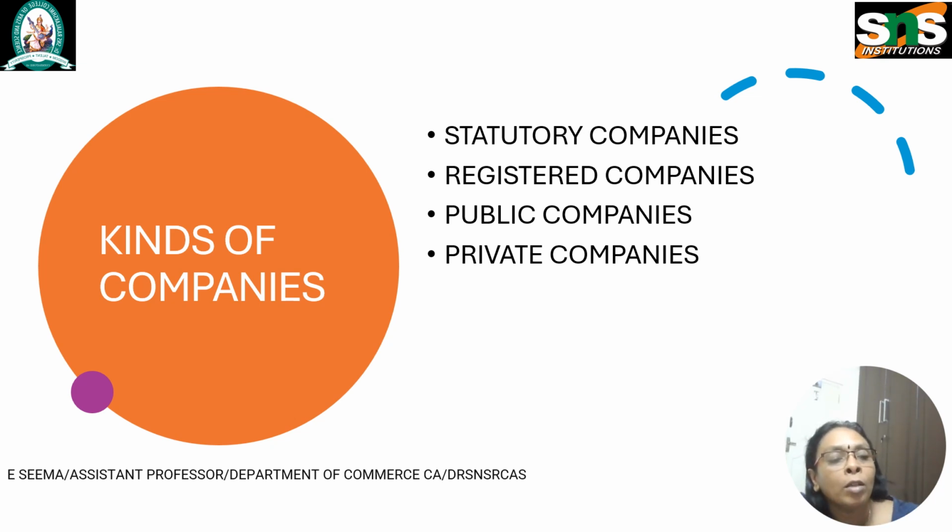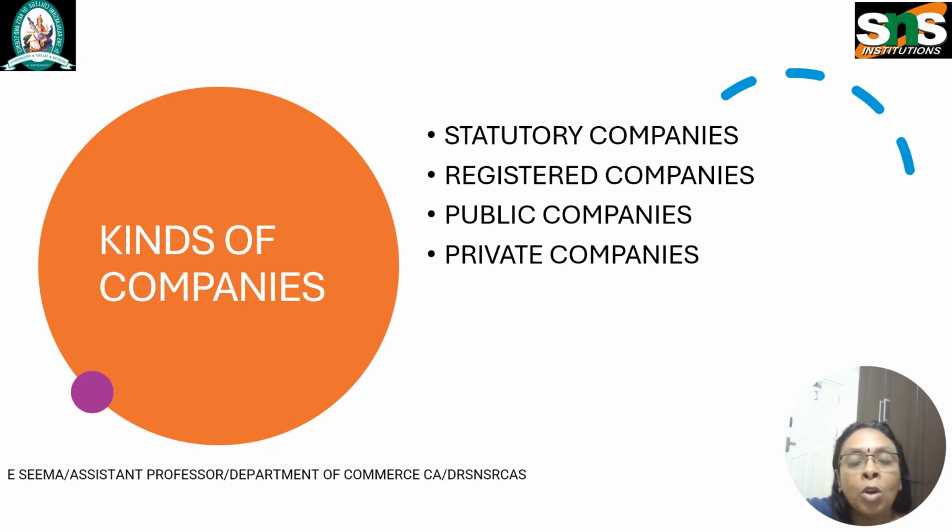And companies can be classified on the basis of size, on the basis of number of members, on the basis of control, and on the basis of liability, and on the basis of manner of access to capital. So companies can be divided into statutory companies, registered companies, public companies, and private companies.